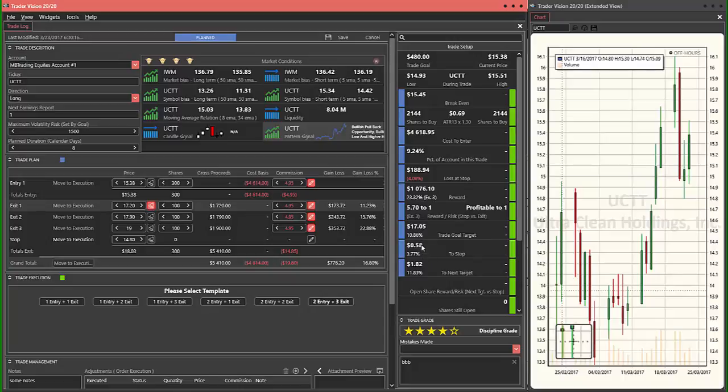It tells you the target price to meet your goal for your trade, both in terms of dollars and what that would be in a percentage gain, how much we've got at risk to the stop, and to the next target above us at this particular time.